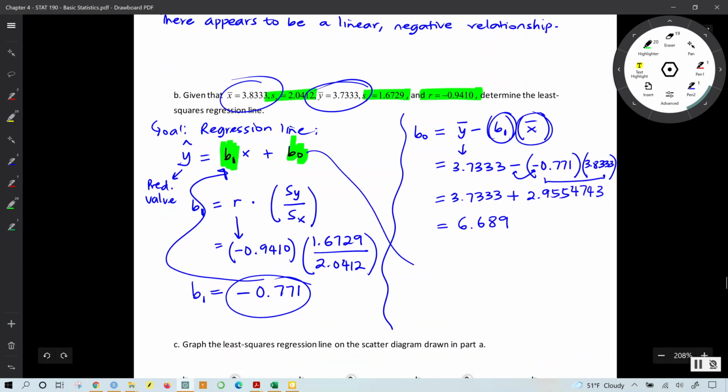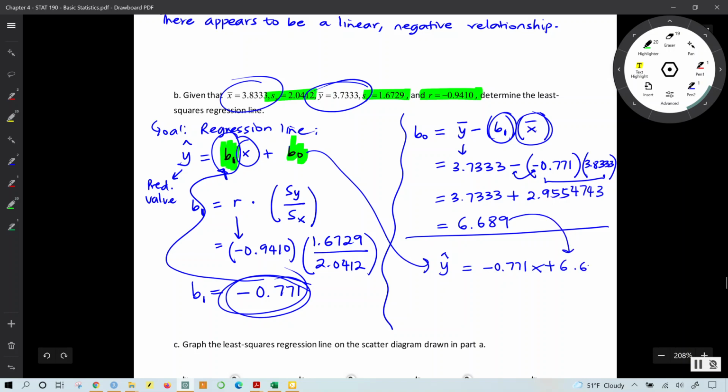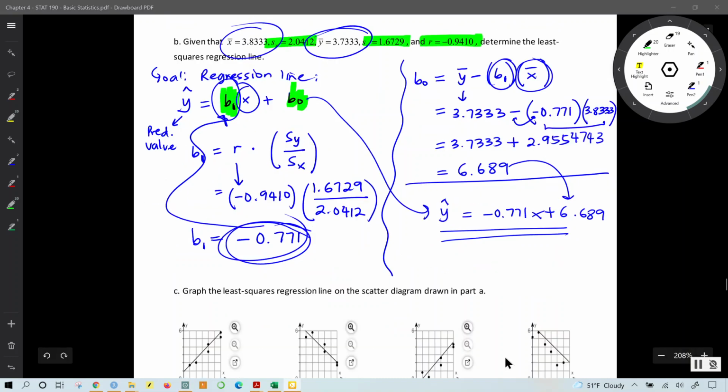So my final answer will be the estimated regression line is equal to, what is the answer for beta 1? That was negative 0.771. Then put the x beside it plus beta naught, which is 6.689. This is the regression line.